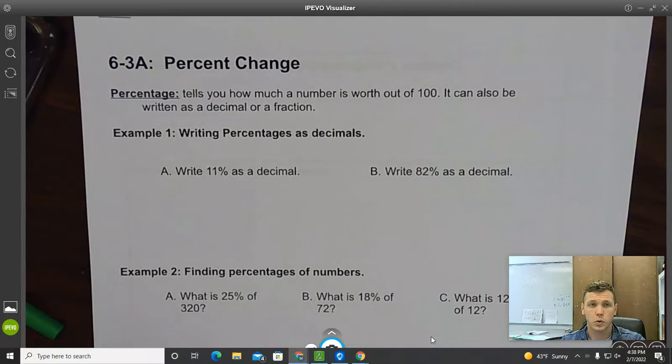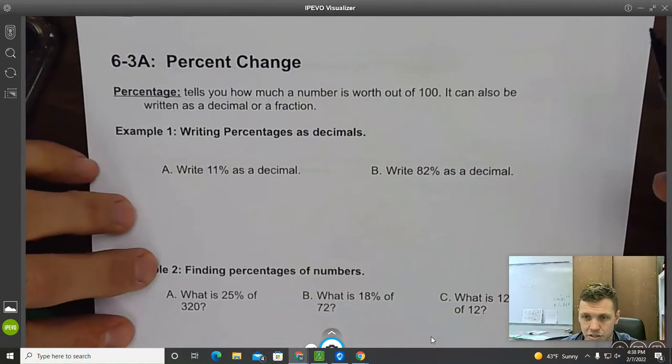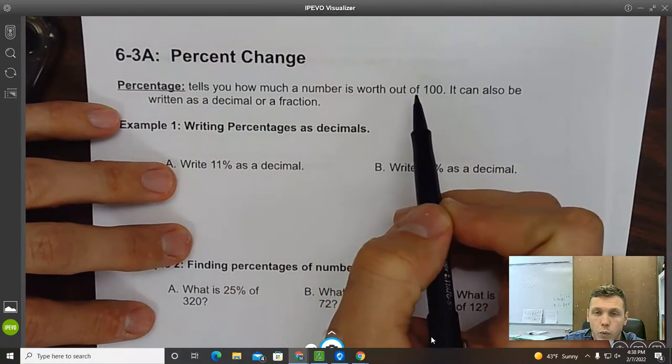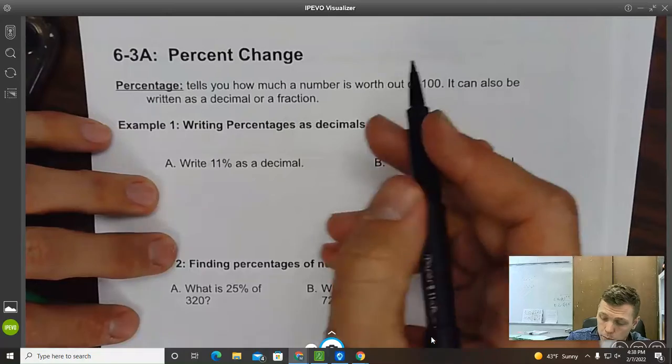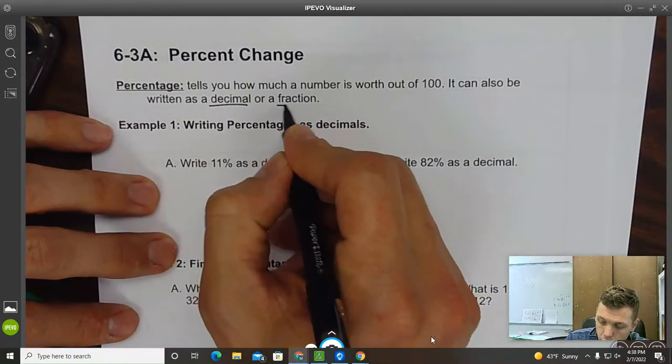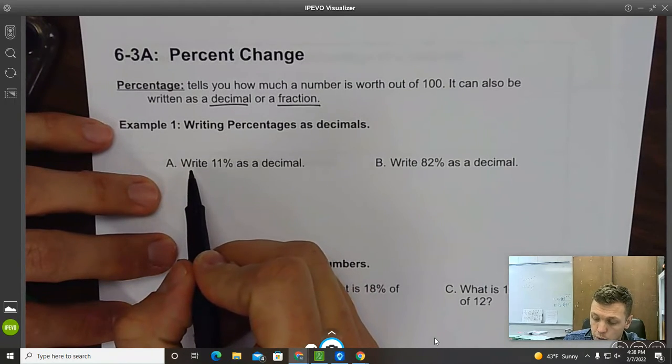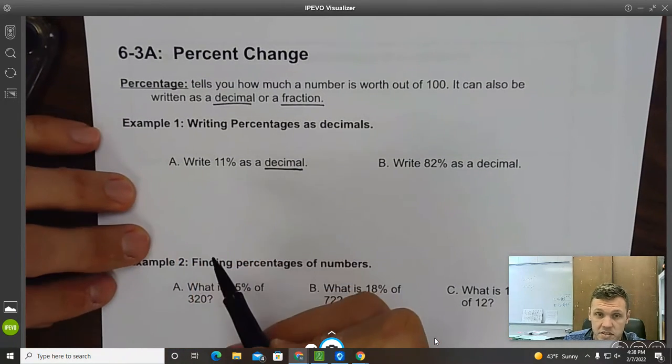Okay, so for this lesson, we're going to talk about percentages. A percentage tells you how much a number is worth out of 100. It can also be written as a decimal or a fraction. So we're going to write 11% as a decimal.